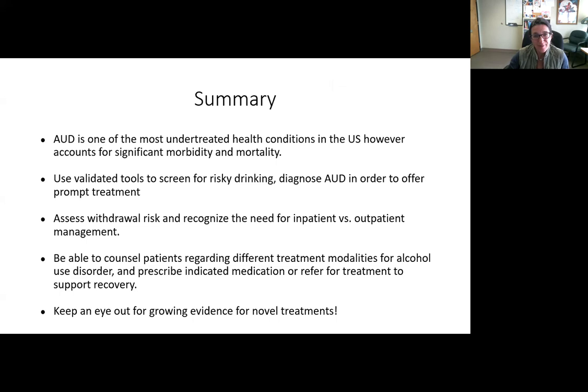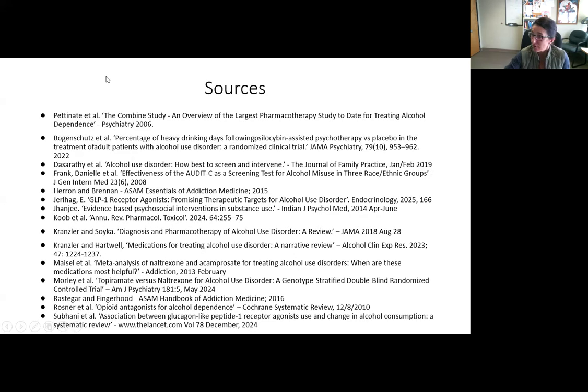So in summary, please remember, we want to increase treatment. It's pretty low and causes significant morbidity and mortality in our country. We've got validated tools to screen for risky drinking, trying to help people early on, and also for diagnosing AUDs so that we can offer effective treatment promptly. We want to be able to assess their withdrawal risk and recognize if that can be safely done outpatient and be able to provide them with that if so, and then counsel patients about the different treatment modalities. And then we'll keep our eyes out for new meds wherever they may appear.